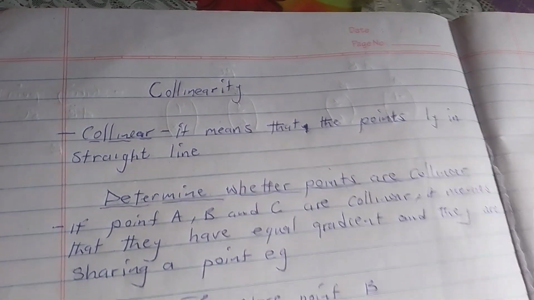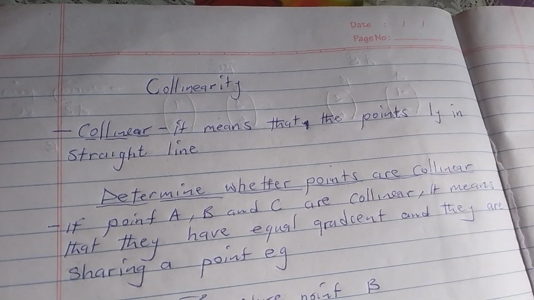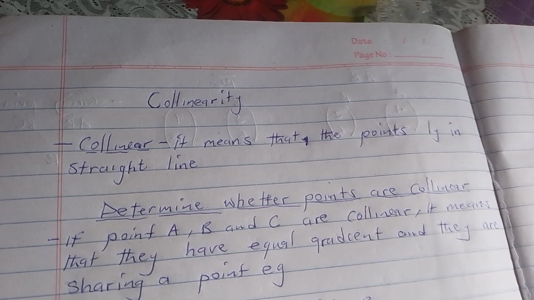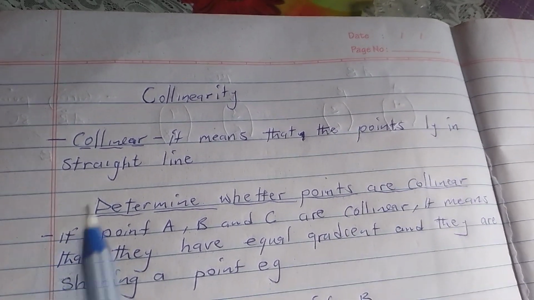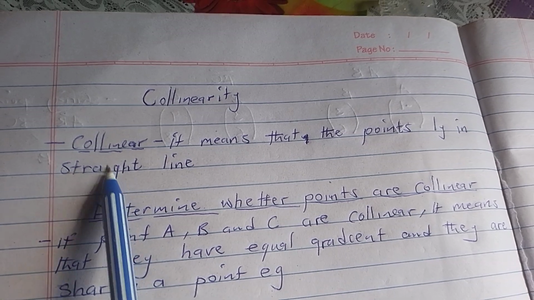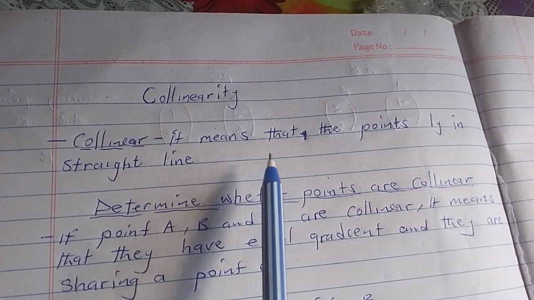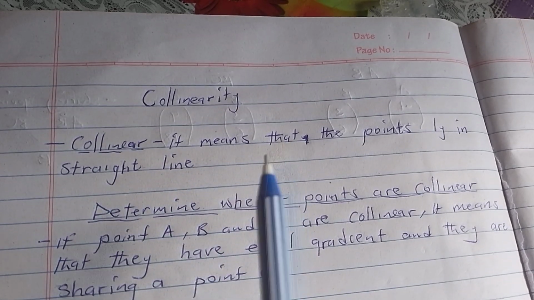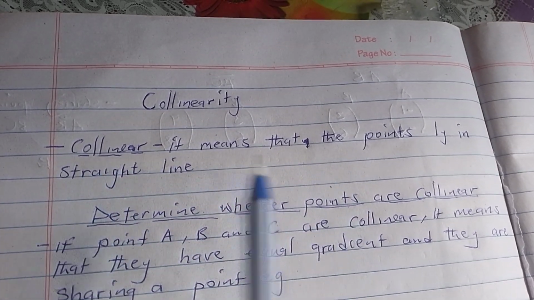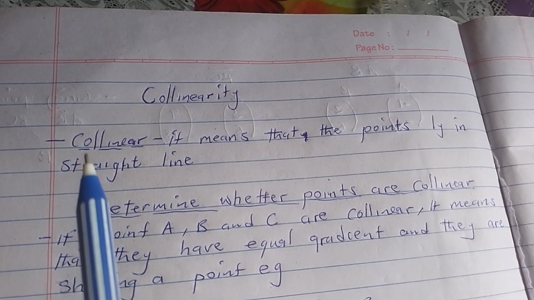Okay, good afternoon. We are looking at how to determine the collinearity of points. First and foremost, we need to understand what collinear means. Collinear means that the points lie in a straight line. If you have points that are within the same line, that simply means those points are collinear.